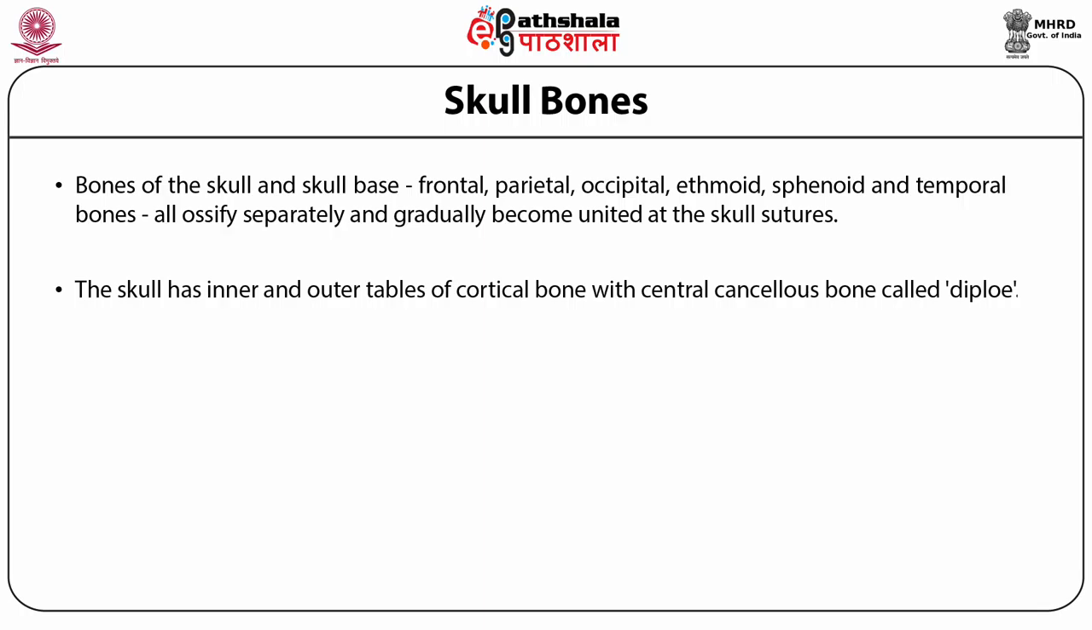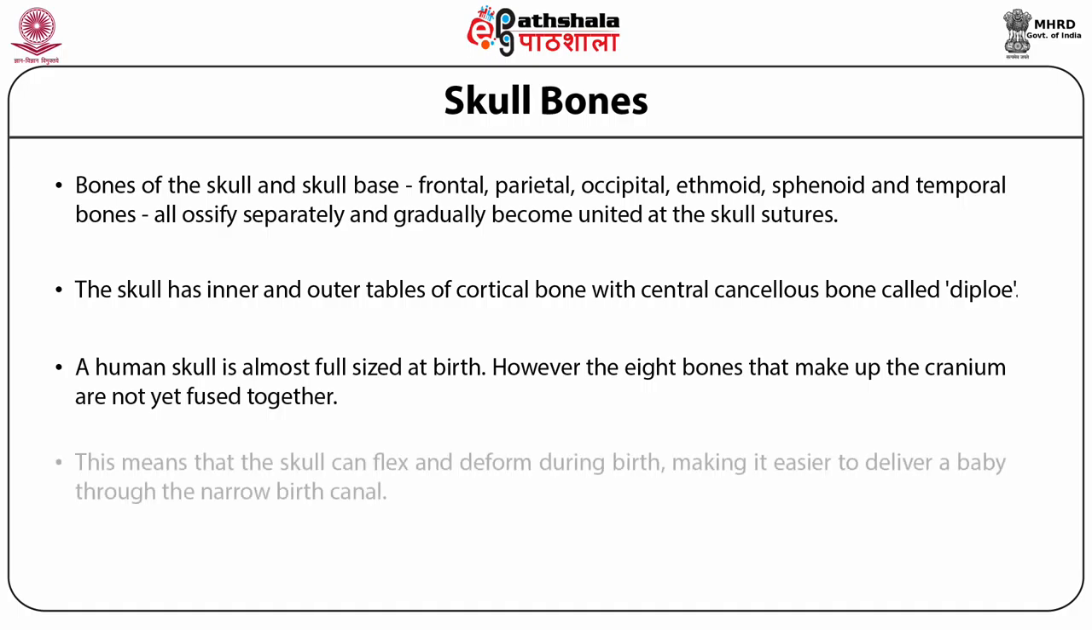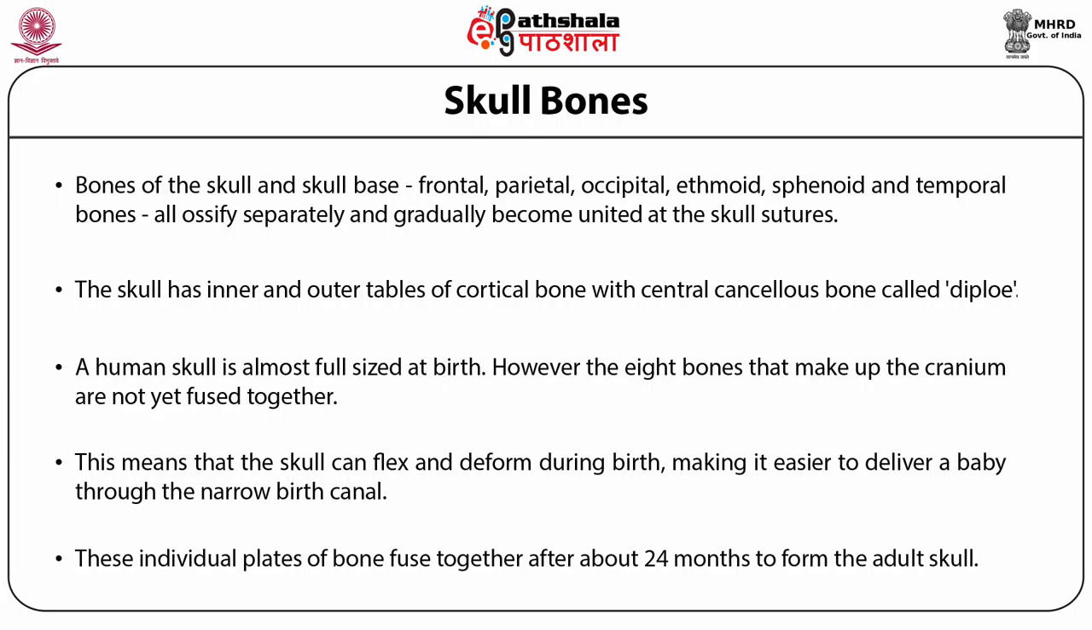The skull has inner and outer tables of cortical bone with central cancellous bone called diploe. A human skull is almost full size at birth. However, the 8 bones that make up the cranium are not yet fused together. This means that the skull can flex and deform during birth, making it easier to deliver a baby through the narrow birth canal. These individual plates of bone fuse together after about 24 months to form the adult form of the skull.